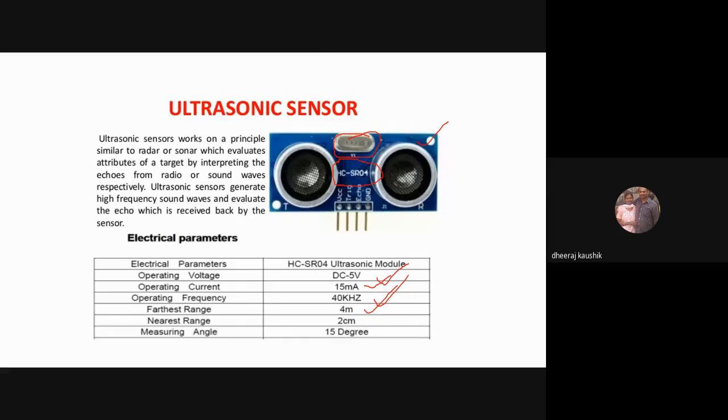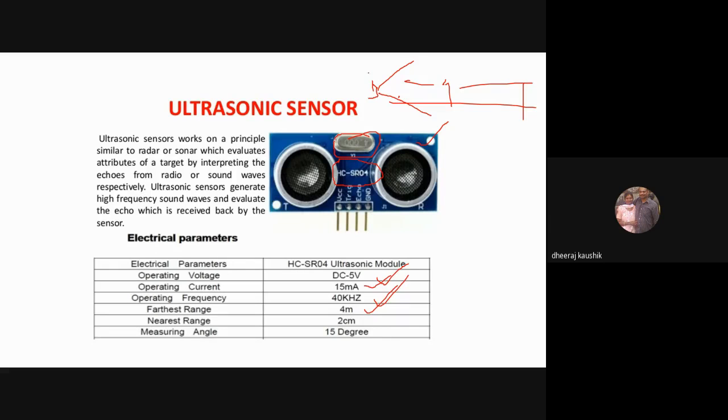So it can detect the presence of an object from 4 meters from its actual position. So this distance would be somewhat 4 meters. And its nearest range would be 2 centimeters. So it can distinguish various sound waves and its reflections at the nearest at 2 centimeters. And its measuring angle would be 15 degrees, right?